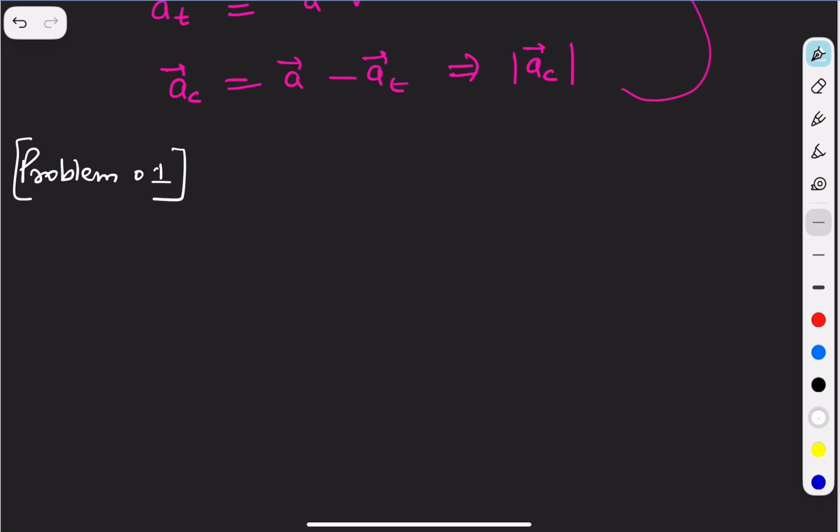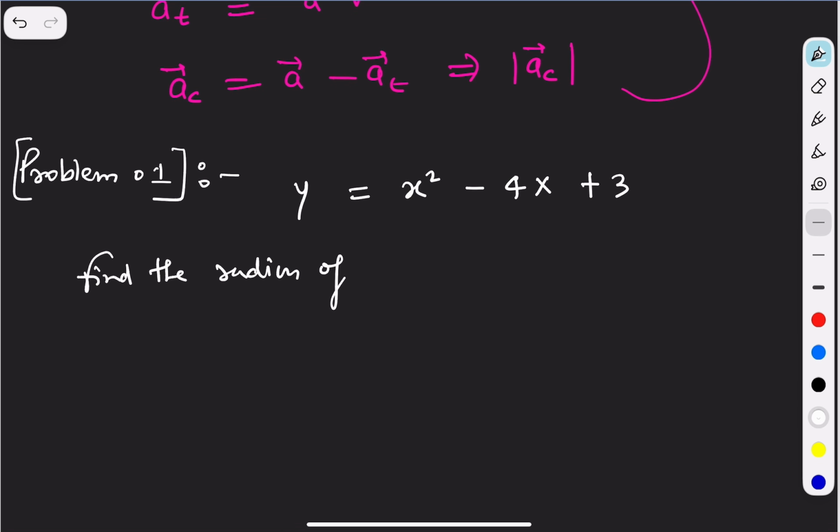Suppose somebody asks you: y is equal to ax square, let's say, or maybe let me put some data, that will be better. So x square minus 4x plus 3 is a curve given, and somebody asks you to find the radius of curvature at the coordinate.